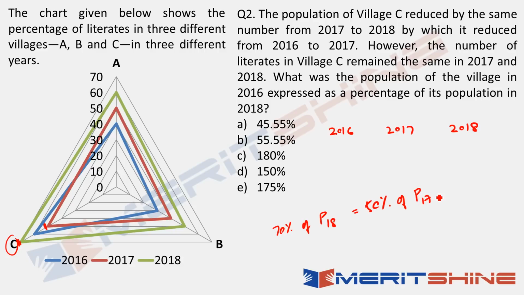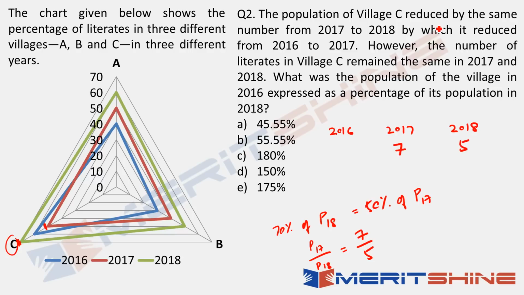So literates is what percentage? In 17 it's 50%, in 18 it's 70%. So what does that mean? Population of 17 upon population of 18 is 7 upon 5, isn't it? 70 upon 50 or 7 upon 5. You know that. Then say that this is 7 units, then this is 5 units.